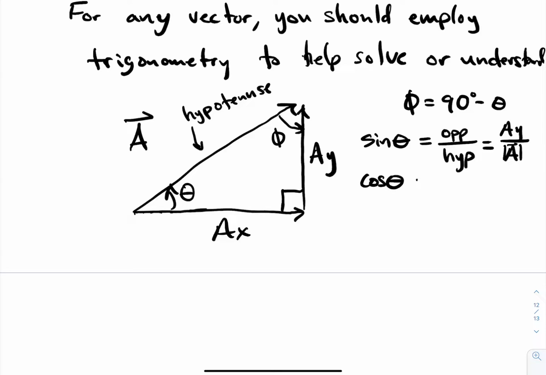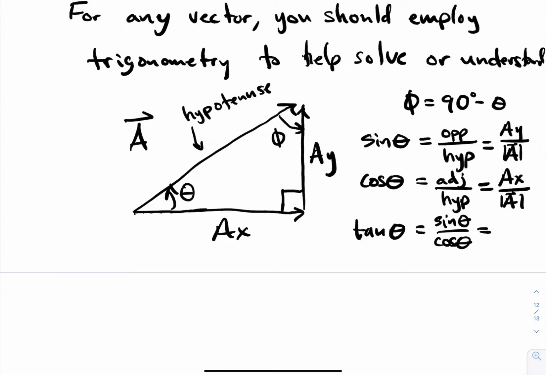What is cosine theta, do you remember? It's adjacent, which just means next to, over hypotenuse. The side next to theta is AX. It's next to it, not opposite. So that means the adjacent over the hypotenuse would be AX over A. And of course, what is tangent of theta? Now, tangent of theta is sine theta over cosine theta, but that will end up being opposite over adjacent. And so in our case, it would be AY over AX.